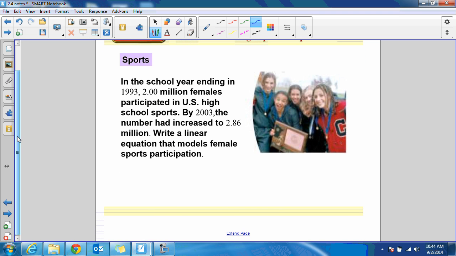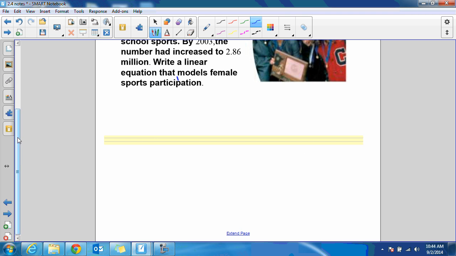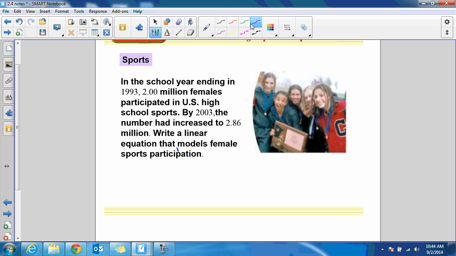All right. In the school year ending in 1993, 2 million females participated in U.S. high school sports. By 2003, the number increased to 2.86 million. Write a linear equation that models female sports participation. Okay, so basically the same type of problem, it's just a word problem. This is your x1, and this is your x2. This is y1, and this is y2. Time is always x. Time is always independent, and the other number they give you is dependent. How many females participate in sports is dependent upon the year.